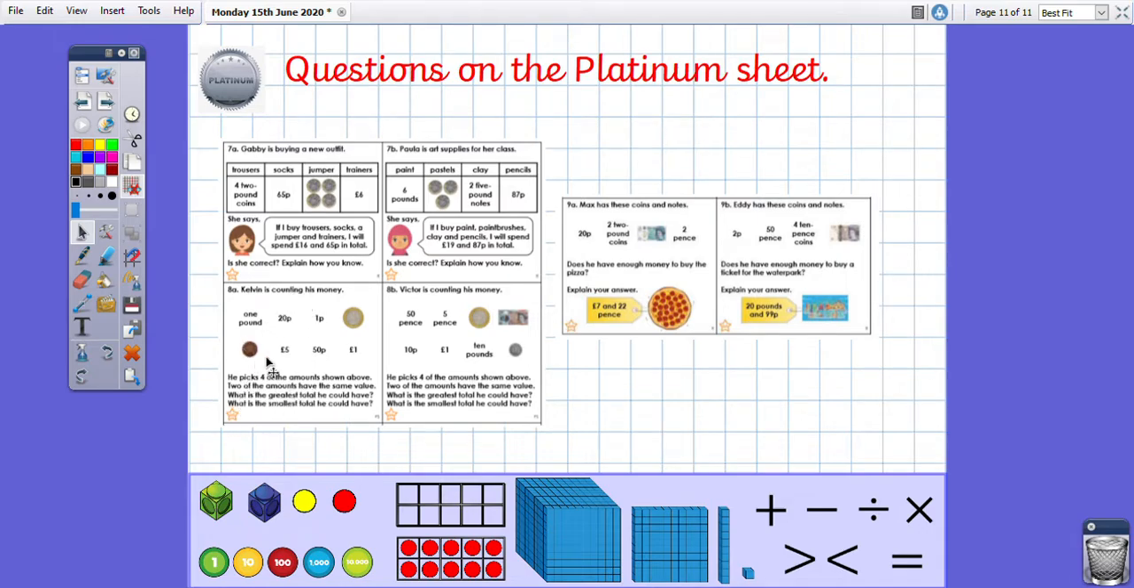So, for example, here Kelvin is counting his money. He picks 4 of the amounts shown. 2 of them have the same value, and you need to tell me what the greatest total he could have and what the smallest total he could have. And the same here with Victor. And then Max and Eddie have got coins and notes. You need to tell me if Max has enough money to buy his pizza and if Eddie has enough to buy his ticket to the water park.